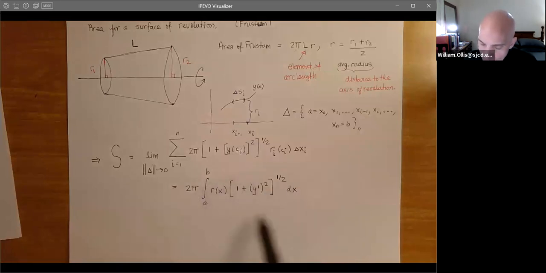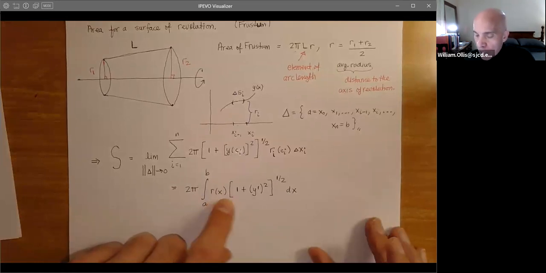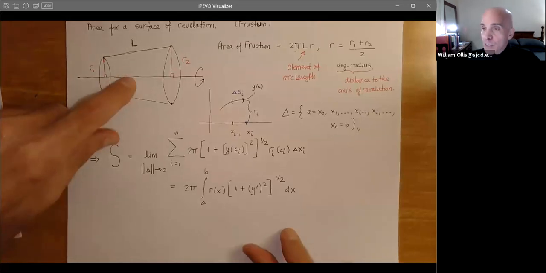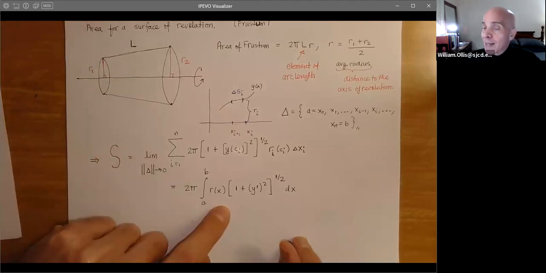So what I want you to see here is that you have a very simple rendering of an area for a surface of revolution just by adding the distance to the axis of revolution, which is basically the average radius. So the idea here is that we don't have to start from scratch. We can use the idea of arc length and then the concept of the frustum geometry to define the area of a surface of revolution.